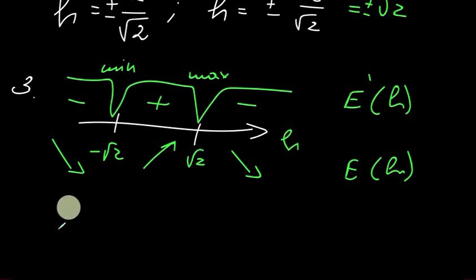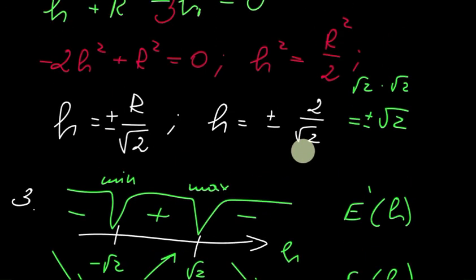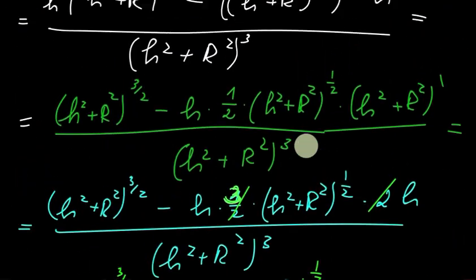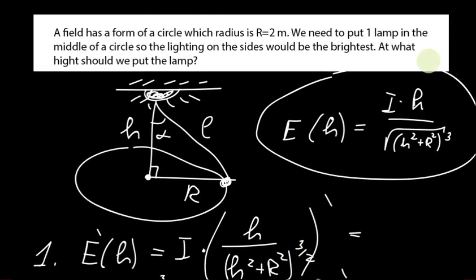So our maximum point is square root of 2. If we put this number, square root of 2, into our original equation instead of h, we will get the maximum illuminance. The lighting at this point will be the best.